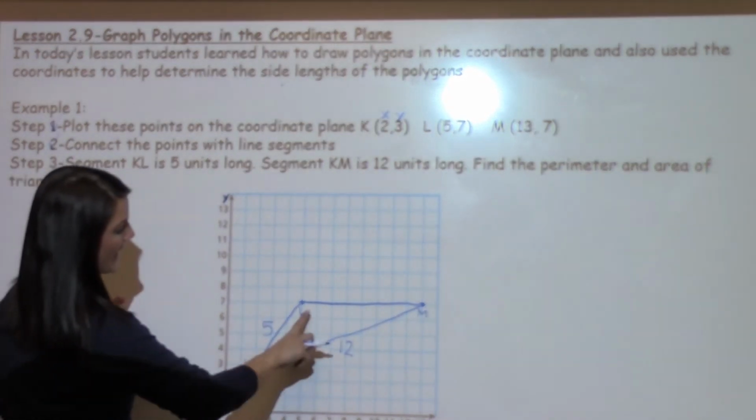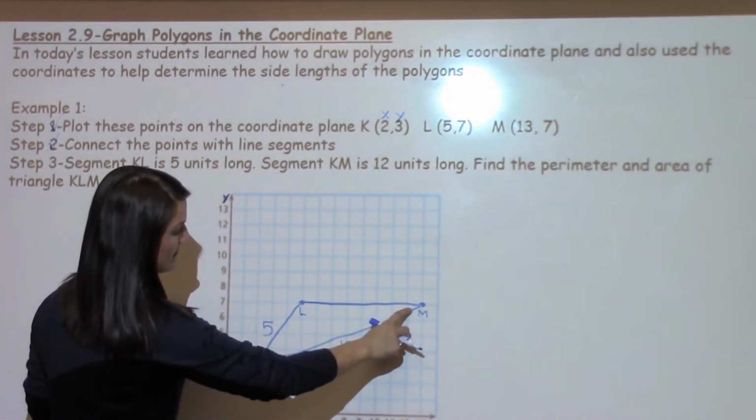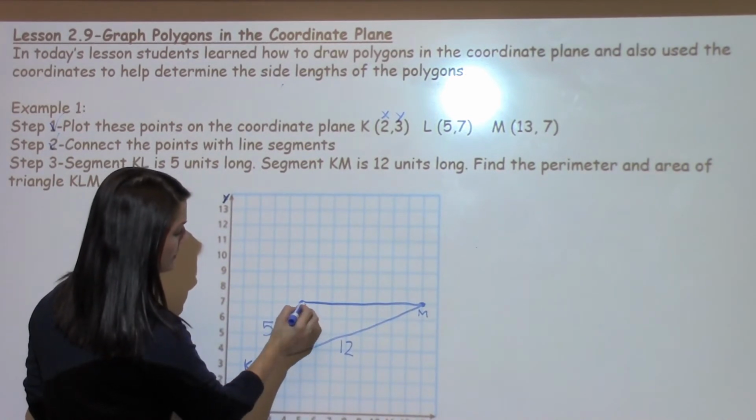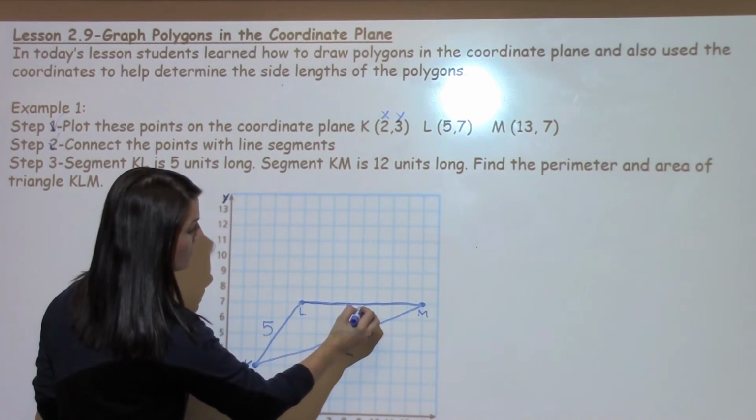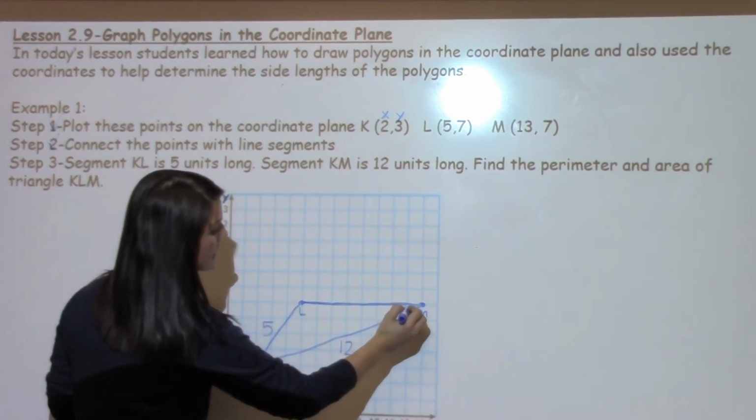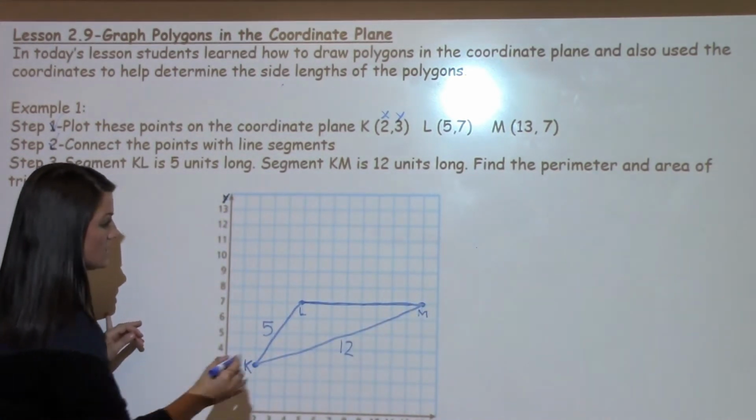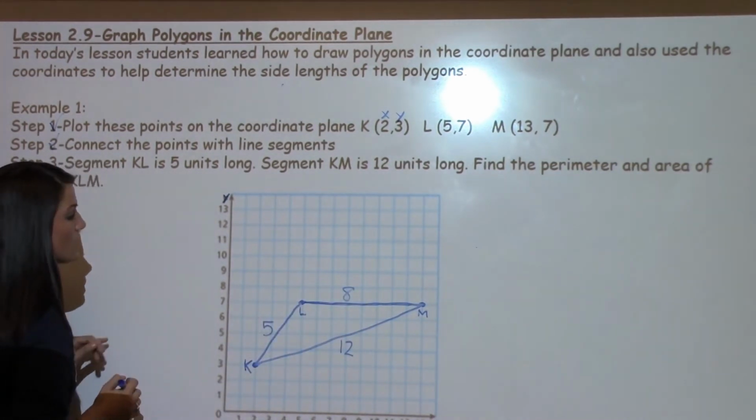To find the perimeter, I have to know what line segment LM is. So I'm going to go ahead and count up the squares that it takes up. 1, 2, 3, 4, 5, 6, 7, 8 to get me all the way across. So I know that this is 8 units long. We'll start with perimeter.